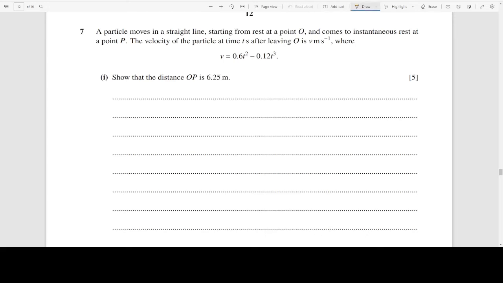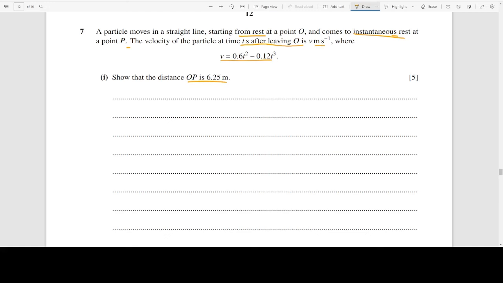Finally, we come to some calculus. A particle moves in a straight line starting from rest at point O and comes to instantaneous rest at point P. The velocity of the particle at time t seconds after leaving O is v, where v is this. Show that the distance OP is this.